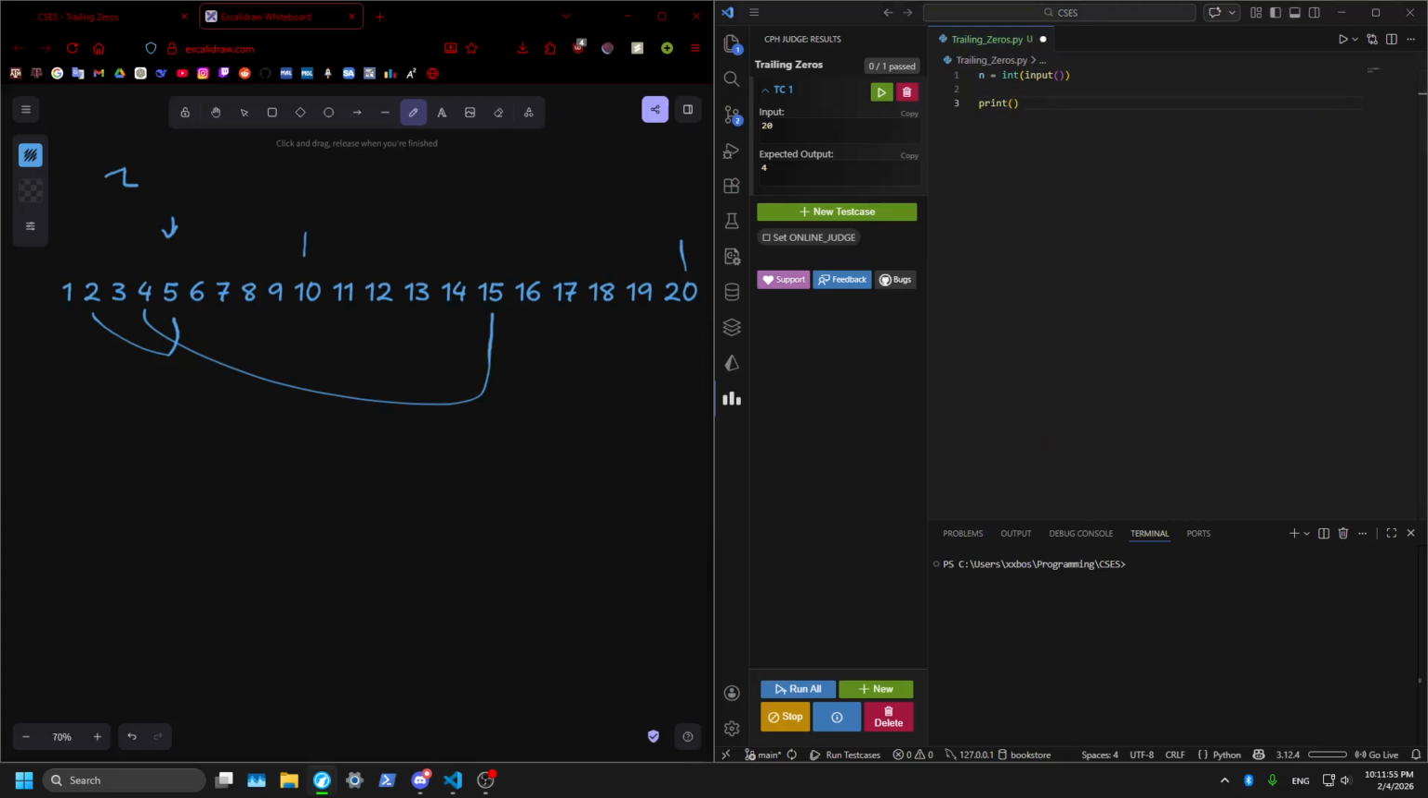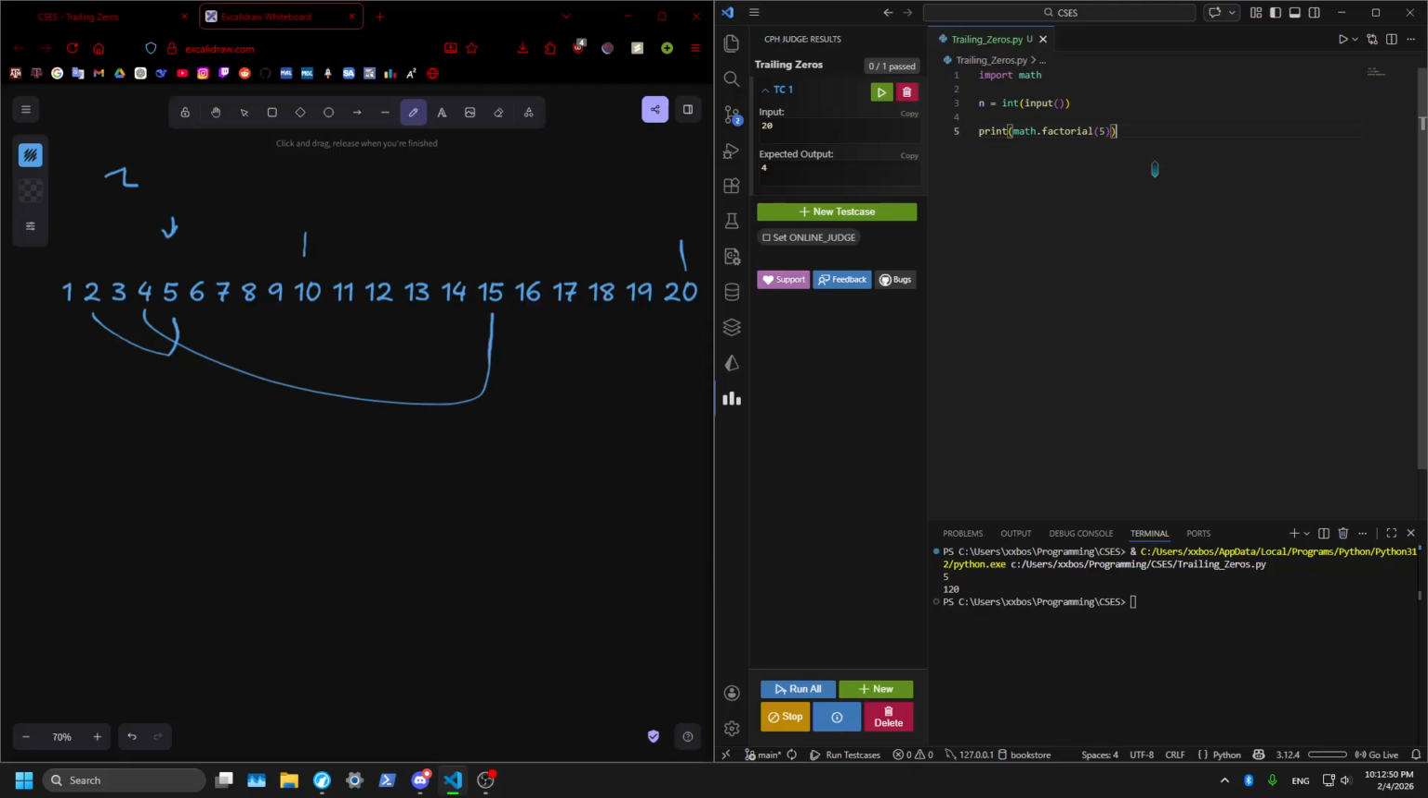How do you do factorials in Python? Oh, whoops. math.factorial. 5 is 1, 0. Right. So 1, 5, 2, 5. Okay, okay.